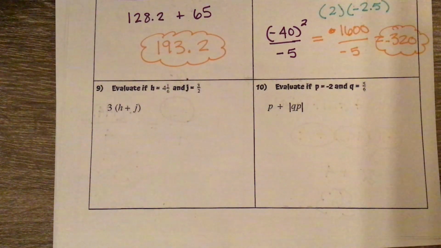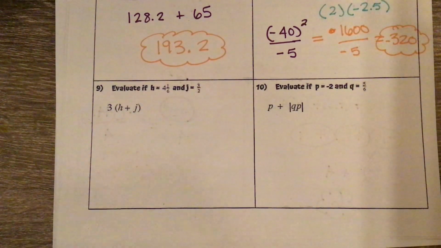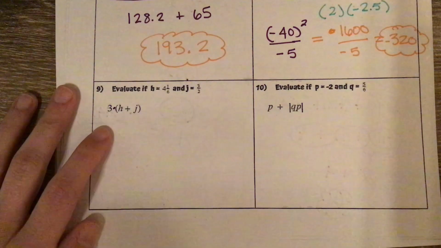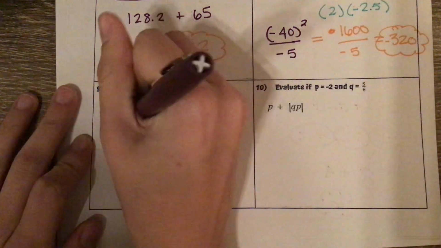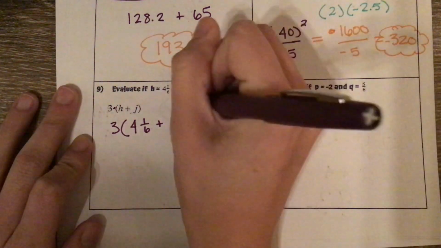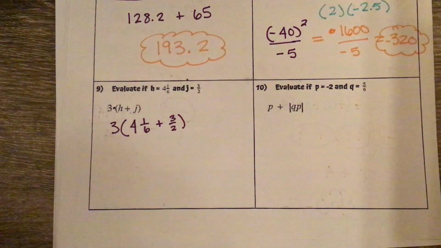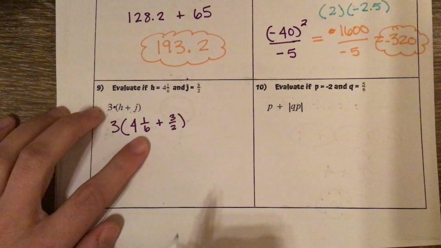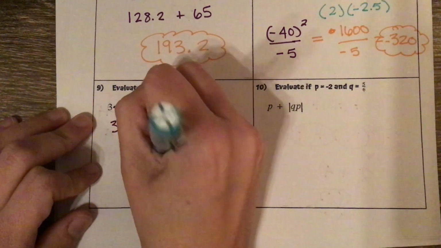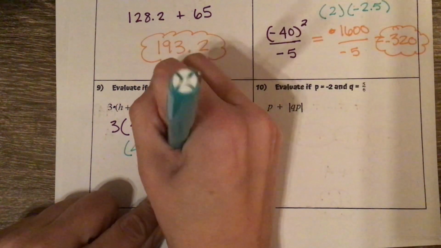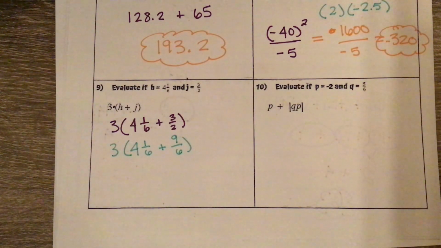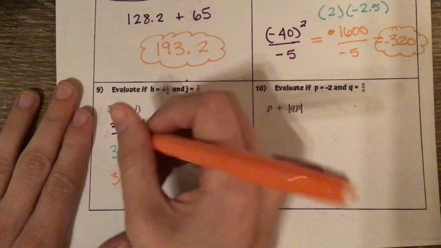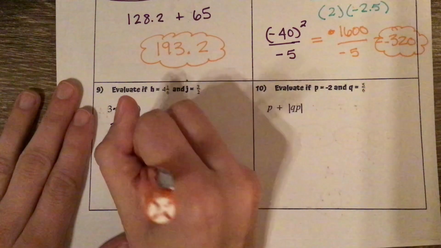All right, 2 more, and this time we're throwing in some trickier things, some fractions, and some absolute value signs. When we have a number right next to a parentheses like that, that means multiplication. So we're doing 3 times our h value of 4 1/6 plus our j value of 3 over 2. First thing I'm going to do, I have to evaluate within the parentheses first. I'm adding fractions, I need common denominators. So we're doing 4 1/6 plus, the common denominator is 6, so times 3, 9/6. So then I'm going to add within the parentheses 4 1/6 plus 9/6 is 4 10/6.